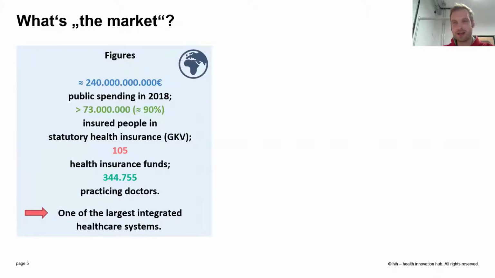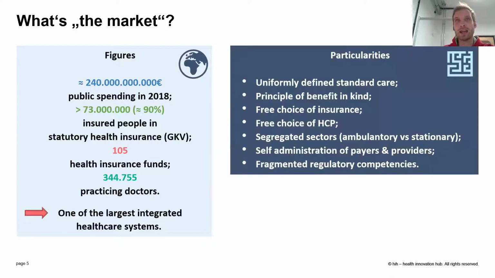So the German healthcare market basically mainly consists of the statutory health insurances, which is a massive system, one of the largest integrated healthcare systems. You see the figures here on the left. So it's really huge. And the whole thing has a uniformly defined standard care. So wherever you go, to which doctor or hospital you go, you get the same treatment and everything is paid for by the health insurance. You don't even have to pay in advance and get reimbursed or something like this.